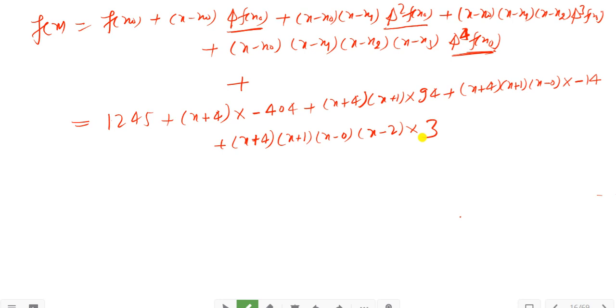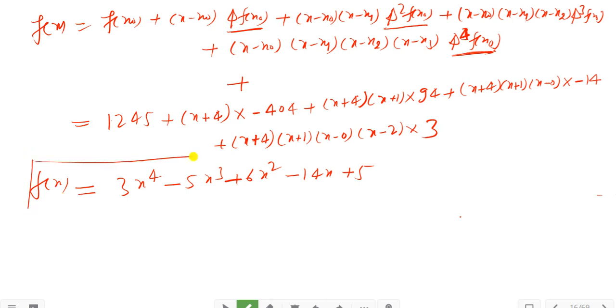Now simplify this, so we obtain the required polynomial of the form 3x to the power 4 minus 5x to the power 3 plus 6x square minus 14x plus 5, and this is the required polynomial of degree 4 in variable x.